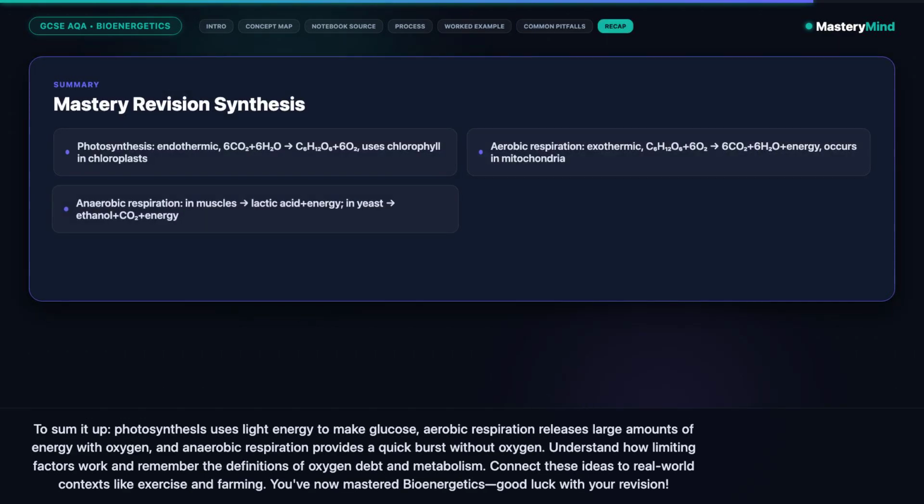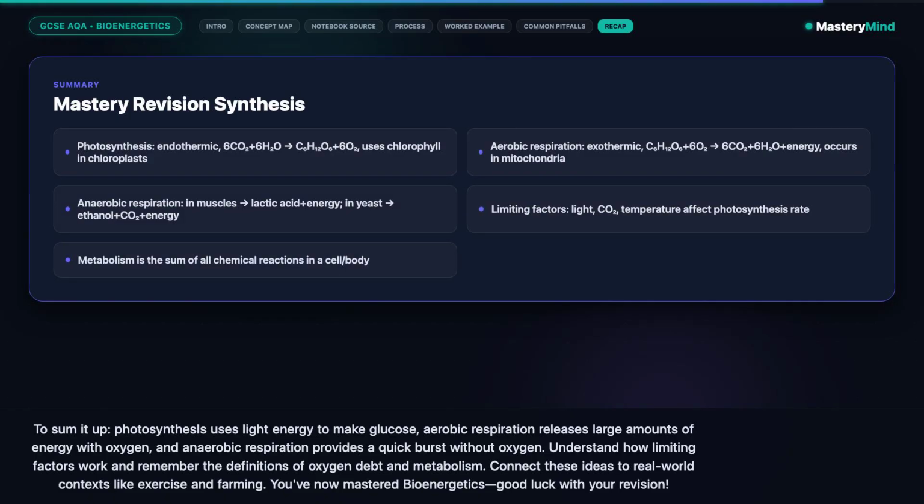To sum it up, photosynthesis uses light energy to make glucose, aerobic respiration releases large amounts of energy with oxygen, and anaerobic respiration provides a quick burst without oxygen. Understand how limiting factors work and remember the definitions of oxygen debt and metabolism. Connect these ideas to real-world contexts like exercise and farming. You've now mastered bioenergetics. Good luck with your revision.